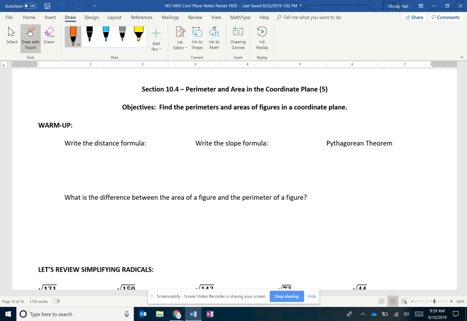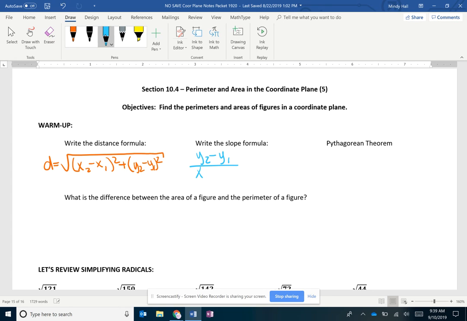Our distance formula is d equals the square root of x2 minus x1 squared plus y2 minus y1 squared. And then our slope formula is y2 minus y1 over x2 minus x1. And the Pythagorean Theorem is a squared plus b squared equals c squared. And by the way, all of these can come in handy later on today.